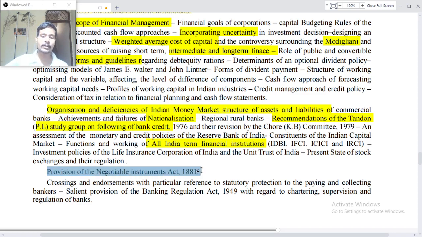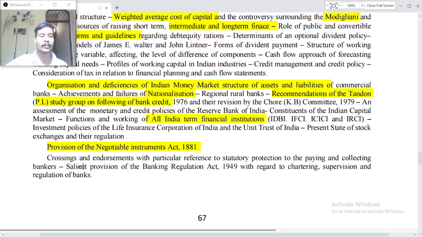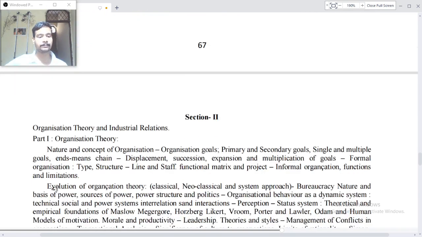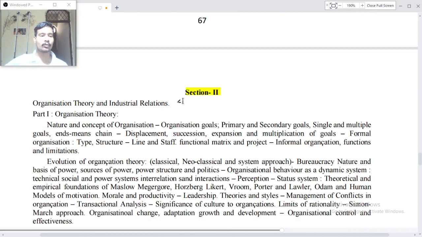Provisions of the Negotiable Instruments Act of 1881, crossings and endorsement with particular reference to statutory protections to the paying and collecting bankers, salient provisions of the Banking Regulation Act of 1949 with regard to the chartering, supervision and regulation of banks. Now, Section 2, organization theory and industrial relations.